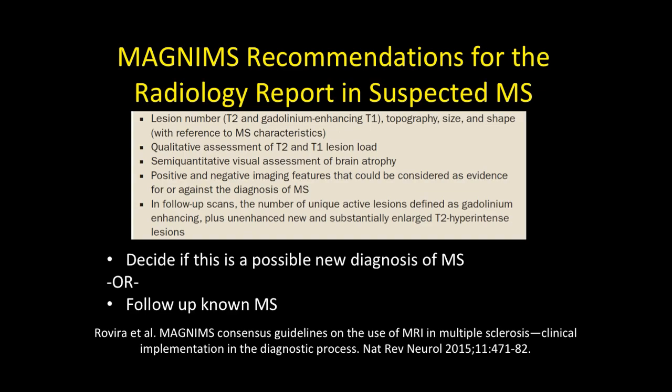You want to mention any positive or negative imaging features that could be considered as evidence for or against the diagnosis of MS. If there's strokes and hemorrhages, maybe these white matter spots aren't MS and it's really vasculitis. And then in follow-up scans, you want to discuss the number of unique active lesions that are new with enhancement, diffusion restriction, or any that are larger, okay?